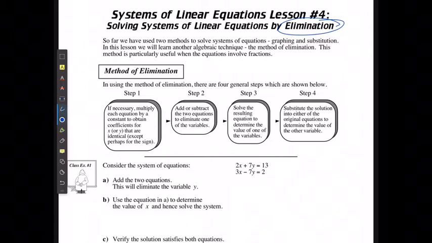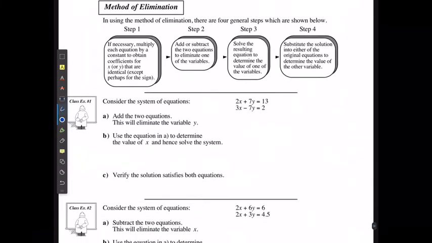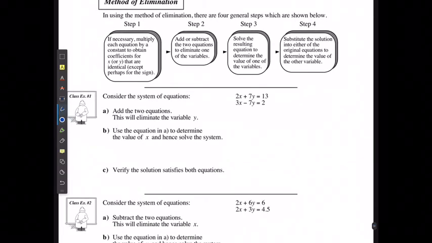So we need to add or subtract the x's together, the y's together, and the constants together in order to eliminate one variable. And then we're going to solve for whatever variable we have left. And then we're going to substitute that solution into either one of the equations in order to solve for the other variable. So the first example of this already has the y's with matching coefficients, with the exception of the fact that one is positive and one is negative.